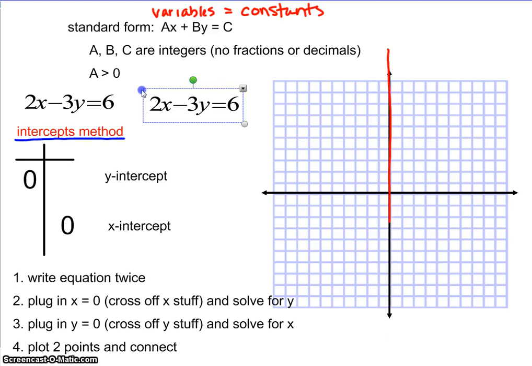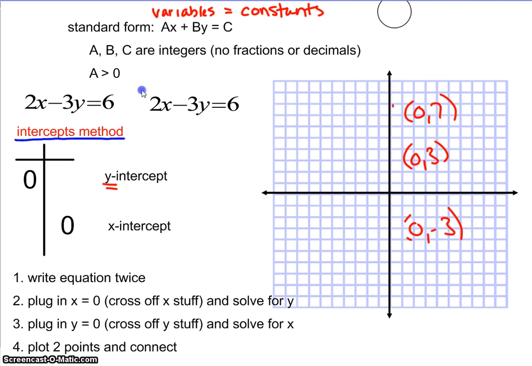If I think of this line right here, there's your y-axis. If I pick any points on this y-axis, your x value is always 0. So anytime I'm on the y-axis, my x value is going to be 0. So what I'm going to do is plug that 0 in for x and find out what the y value is.